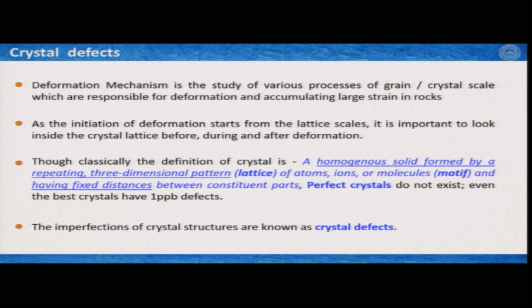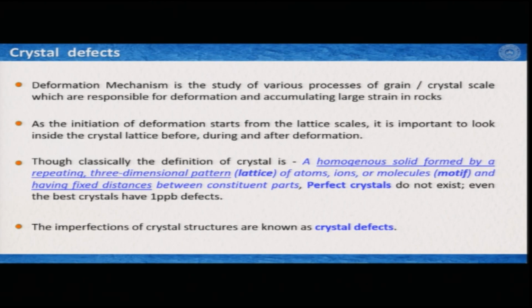Now, we know that a crystal is generally the unit, we call it a lattice, and within the lattice we have the elements which we call motif. Now, when we define a crystal, from what we have learned so far from our chemistry or physics lectures, classically a crystal is defined as what is written here: a homogeneous solid formed by a repeating 3-dimensional pattern, which is your lattice of atoms, ions or molecules, which are your motifs, and they have fixed distances between the constituent parts. Now, this sounds like a very homogeneous solid, where they have equal or fixed distances between their constituent parts, their compositions or individual motifs are very similar and so on.